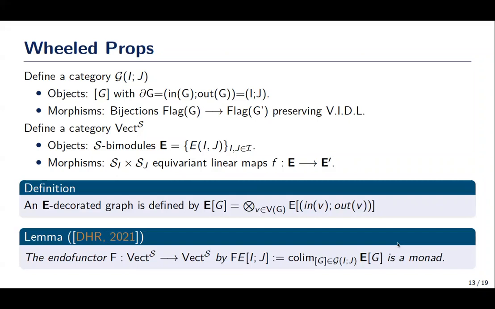Could you give an example of an S-bimodule, or just repeat the definition? Oh, I said you can think of them as a family of vector spaces indexed by some finite subsets as in INJ, and the left action of a symmetric group permutes the I vector spaces, and the right action permutes the J vector spaces. The positioning is important because in the category of graphs, they are labeled by incoming vertices and outgoing vertices. So if you change the position, your incoming strings might get converted into outgoing strings. This is why the indexing set and actions are important.